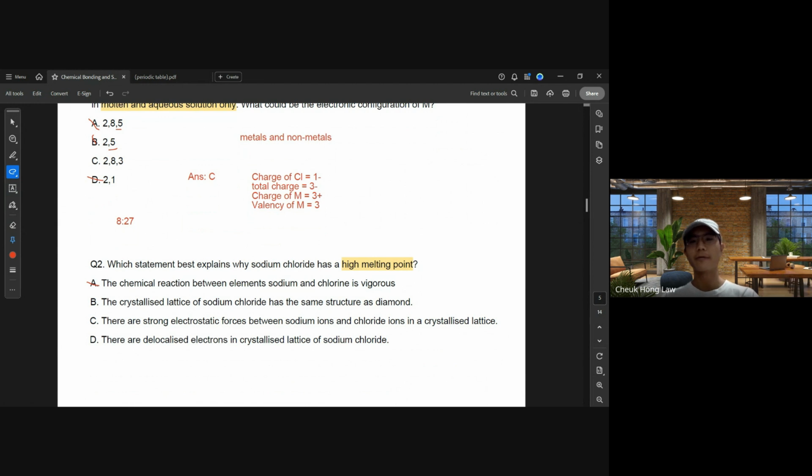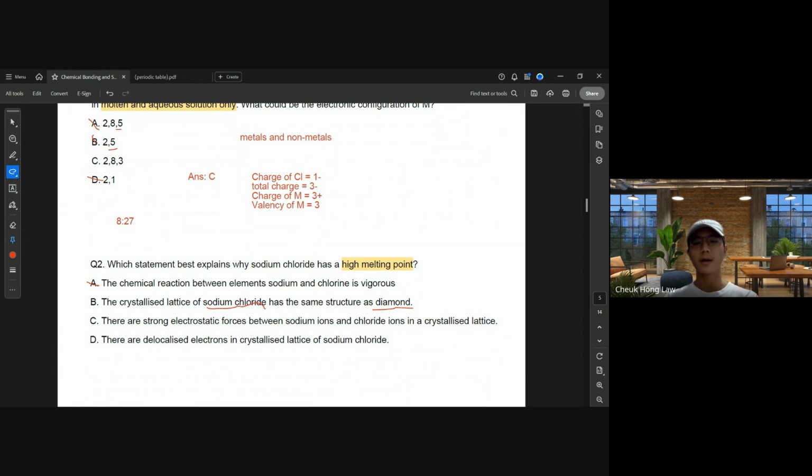It just means that it's very reactive, sodium and chlorine together. Okay, then we have the crystallized lattice of sodium chloride has the same structure as diamond. Okay, firstly, having the same structure as diamond doesn't make it high. Firstly, they don't have the same structure. Right? Diamond is a giant covalent structure. Then sodium chloride is ionic.